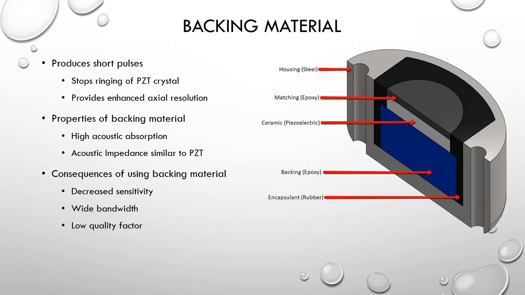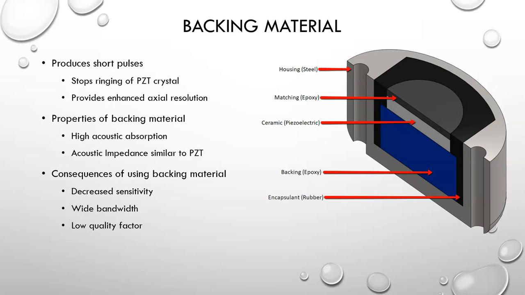If you're using a backing material, you get decreased sensitivity because the backing material absorbs a lot of the sound that hits the transducer, but you get what's known as a wide bandwidth with your sound, which is a lot of frequencies to use, and you get something called a low quality factor. And all imaging transducers rely on a low quality factor in order to be useful.